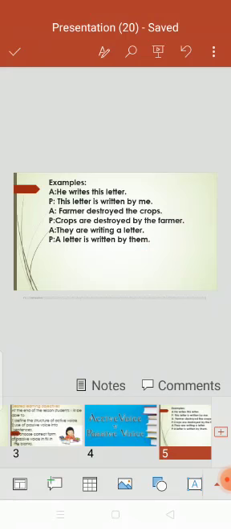In a normal English sentence, there comes a subject first of all, then comes the verb, then at the end of the sentence there comes an object. But in passive sentences, this order is reversed. For example, "He writes this letter." This is an active sentence, you can say a normal sentence. But when we change it into passive voice, the object will come first: "This letter is written by me."